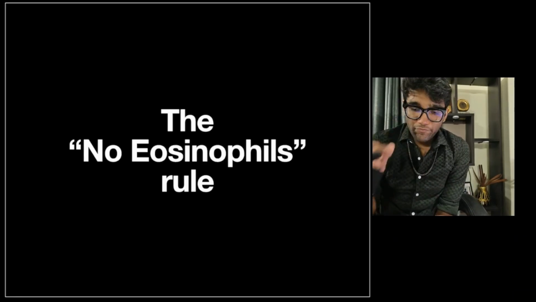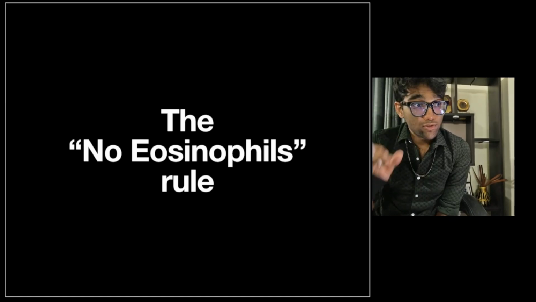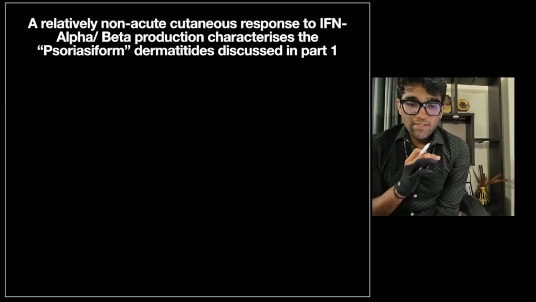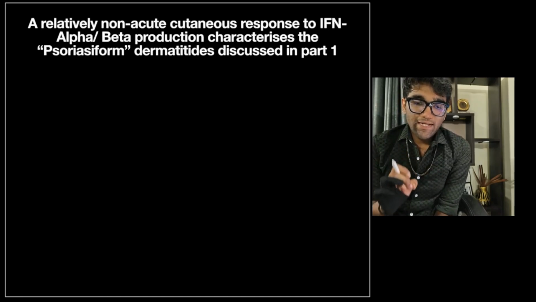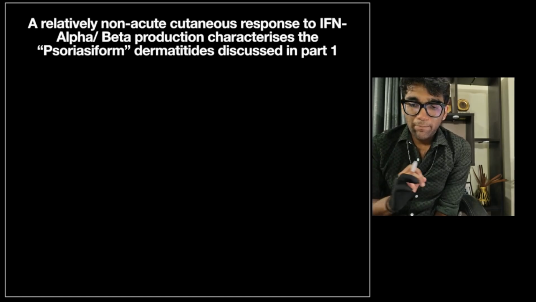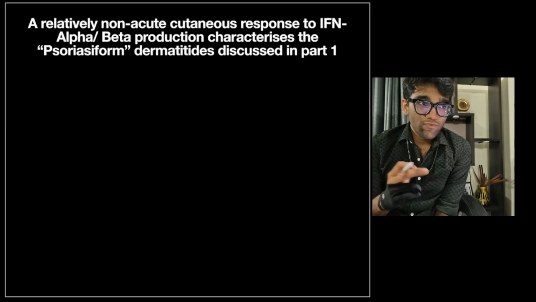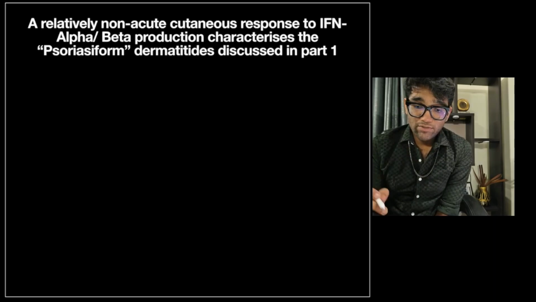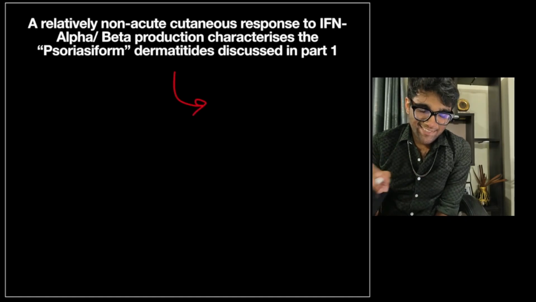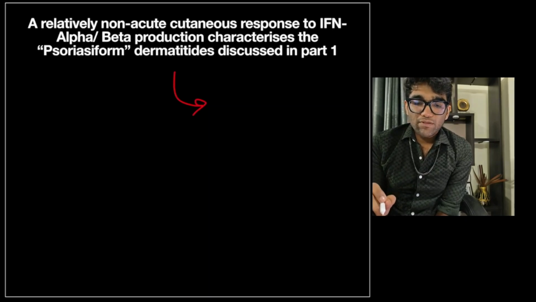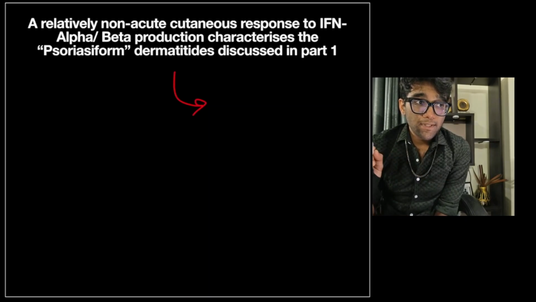Okay, so now we come to the no eosinophils rule. The no eosinophils rule is as follows. If you have a relatively non-acute cutaneous response to interferon alpha or beta production locally, that characterizes what we had described as psoriasiform disorders, psoriasiform dermatitis. These were the group of dermatitis that did not show a normal epidermal maturation.